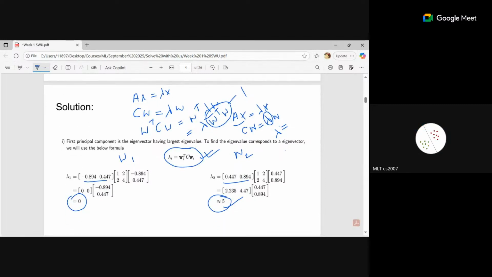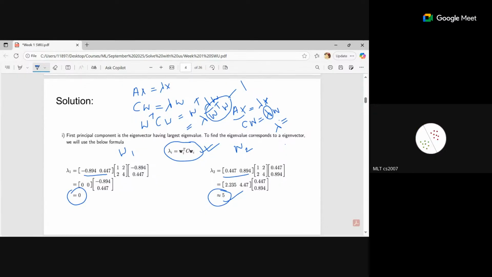I hope this is clear. Is the length of the eigenvector always one? No, it's not always one, but for this particular problem, the length is given to be one.